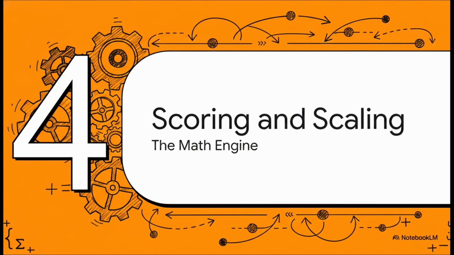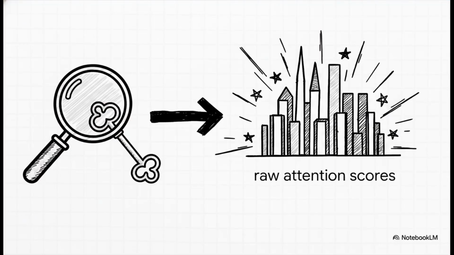Let's step into the math engine and see how the network actually scores these relationships without completely breaking down. So to find the absolute best matches between those questions and answers, we need to calculate how similar they are. We do this by calculating the dot product. Specifically, we multiply the query matrix by the transposed key matrix, and that gives us a grid of raw attention scores. High values mean a really strong relationship between words. Low values mean they're basically unrelated.